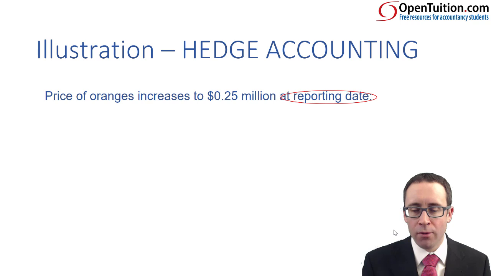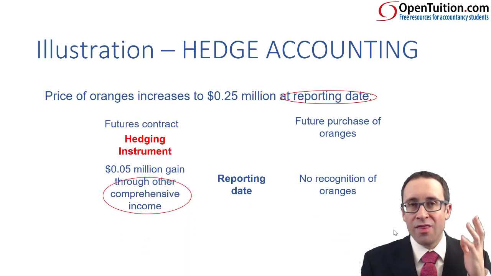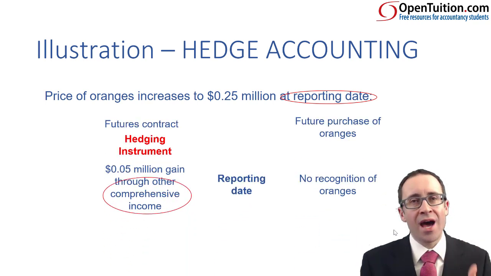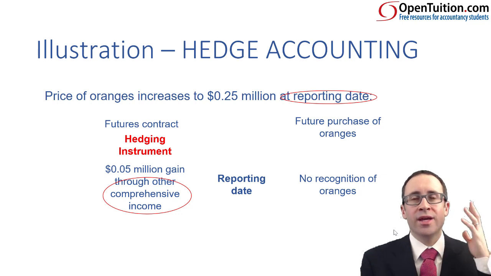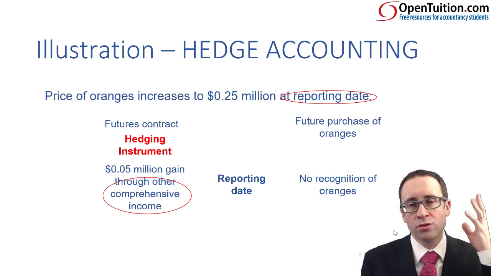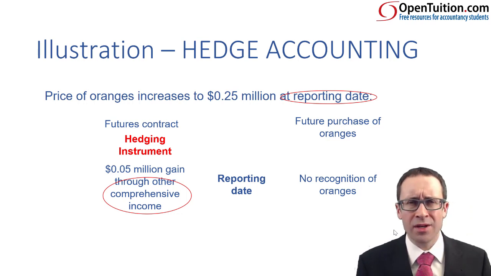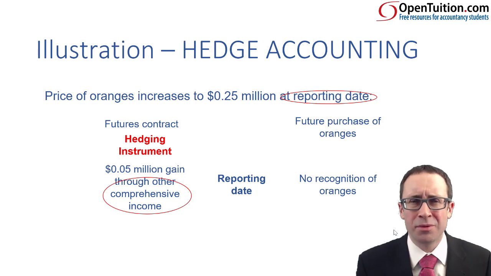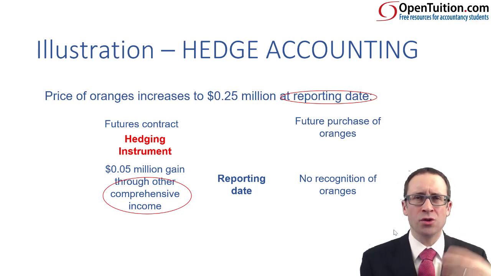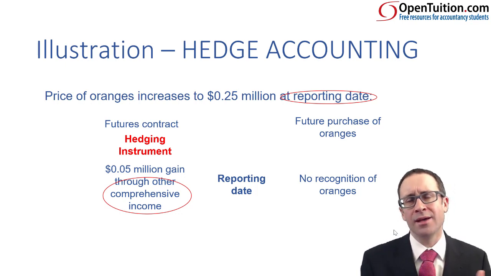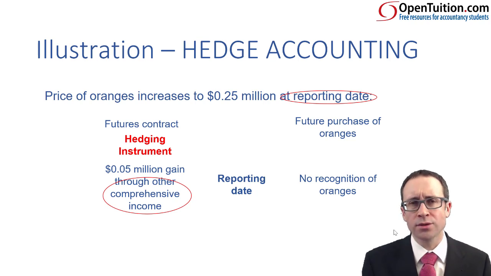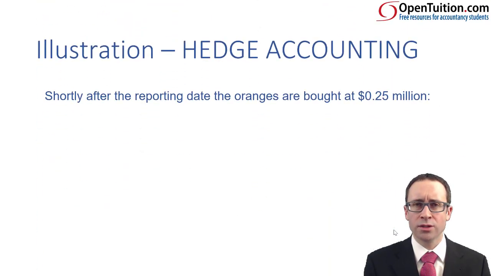So there's a gain of $0.05 million. That's a hedging instrument. That's part of a cash flow hedge. And under cash flow hedges, the gain or loss goes through other comprehensive income. It's hidden away. Other comprehensive income. People don't pay attention to it, do they? It's unrealized at least, so it doesn't hit profit or loss. Remember, we haven't bought the oranges, so there's nothing recognized yet to do with the purchase of the oranges.